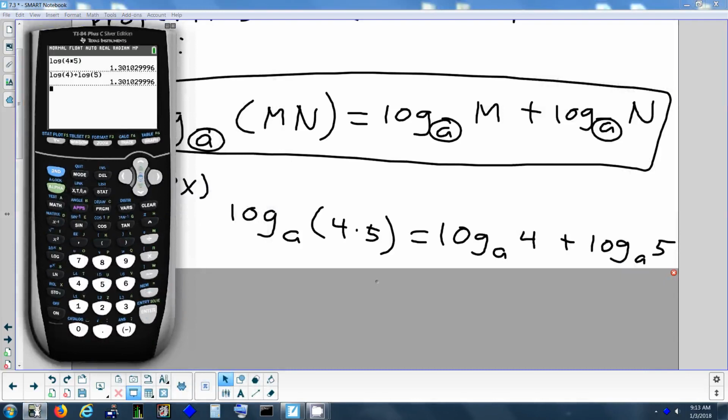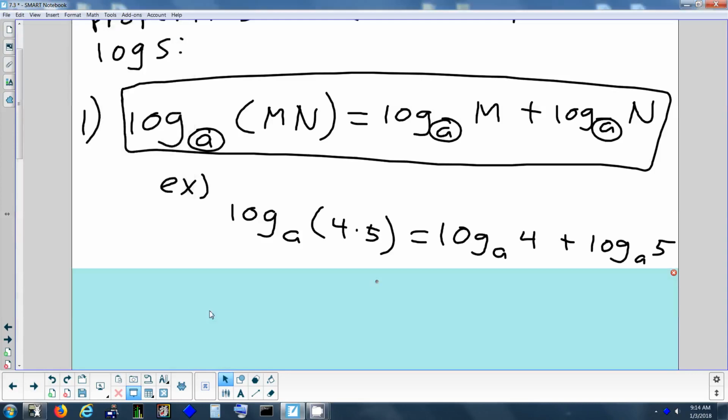What's another way that I can get 20 as multiplication, besides 4 times 5? 2 and 10. So you could also write it as log 2 plus log 10. You get exactly the same thing. Any way you can factor the number 20, you can split it as a sum. Any questions on that? Just remember to keep the base the same through the whole problem. That base never changes.